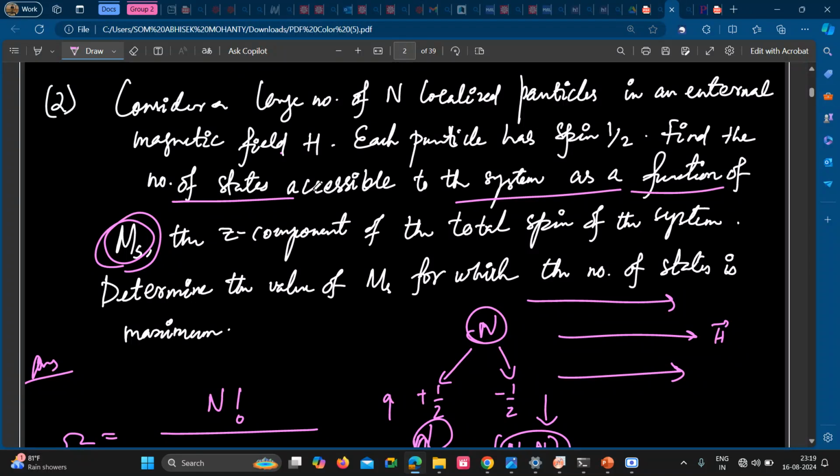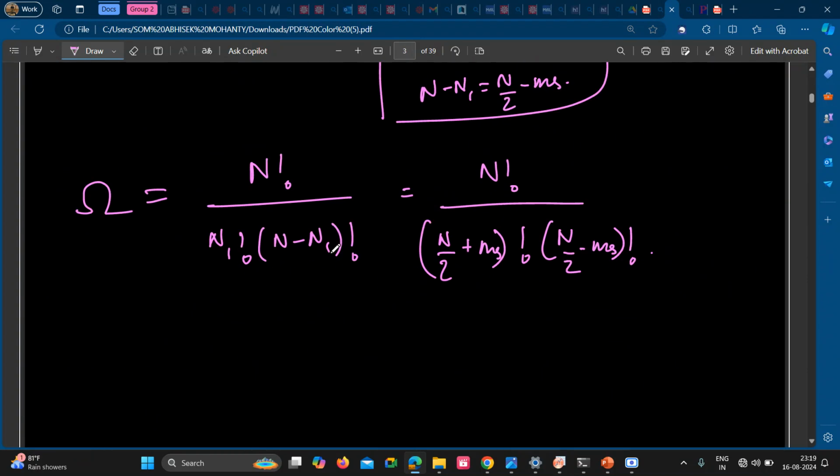okay, we got the number of states accessible. Now, what do we have to find? Determine the value of ms for which the number of states is maximum. Whenever something is maximum, what do we do exactly? We take the derivative with respect to that, right? But here, we have to take the ln of this.